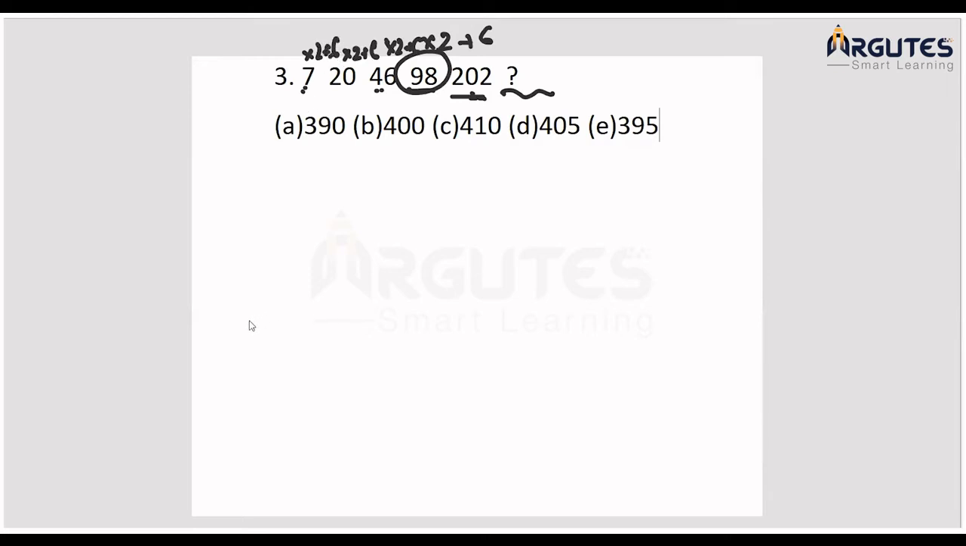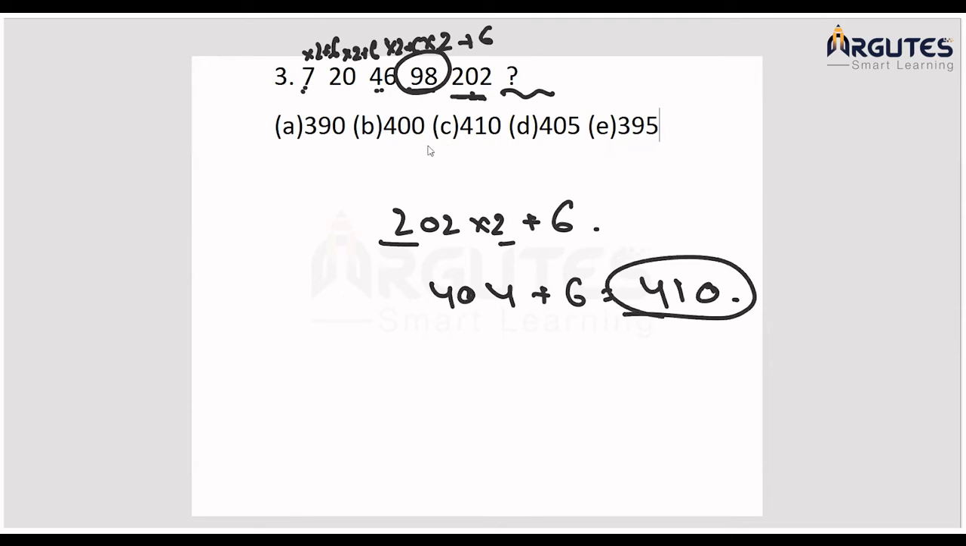If you start with a smaller number, there will be some difficulty in facing the question. Always look at the larger number. The larger number itself will tell you what is the nature of the slope. Once you recognize the nature of the slope, just write it down directly and you will reach the answer. So here we came to know that it will be 202 into 2 plus 6. So 202 into 2 is 404 plus 6, that is 410. So C is our answer.